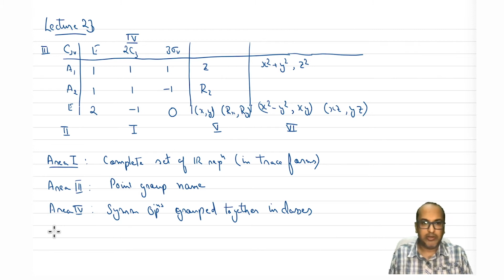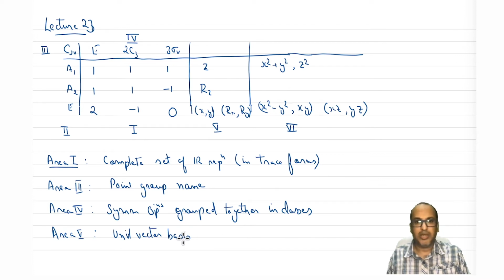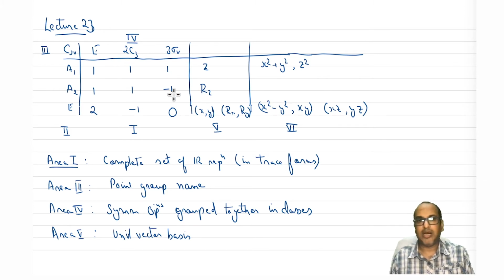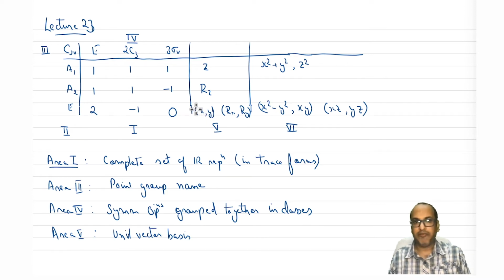Now area 5 also we know, because we have done unit vector transformation. So these are unit vector basis sets, right? For example, if I am writing Z here, that means unit vector Z will transform as this particular representation. If I'm writing RZ here, that means RZ will transform as 1, 1, minus 1, this particular irreducible representation.